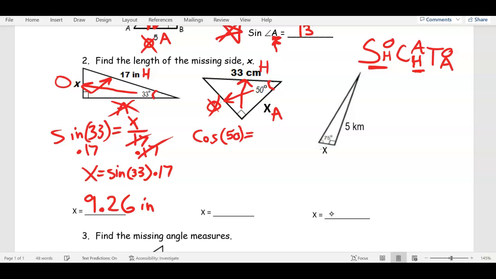equals A over H, which is x over 33. Just like the last one, when x is on top and it's being divided, we need to do the opposite. We're going to multiply by 33.